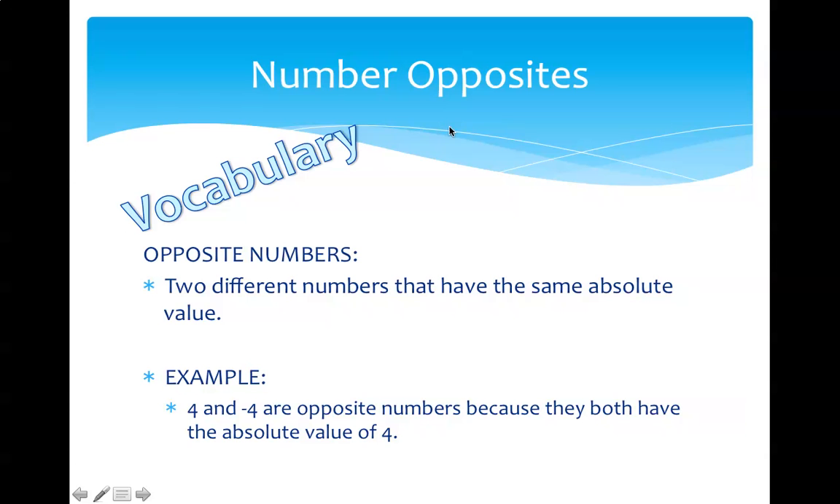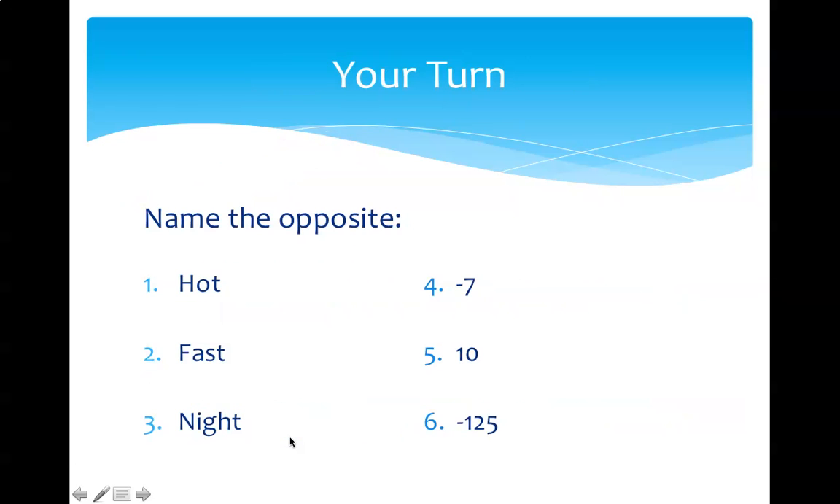All right, number opposites. Opposite numbers are two different numbers that have the same absolute value. So for example, 4 and negative 4 are opposite numbers because they both have the absolute value of 4. They're both 4 spaces away from 0. Now it's your turn. You're going to pause the video and you're going to name the opposite of each of these things.